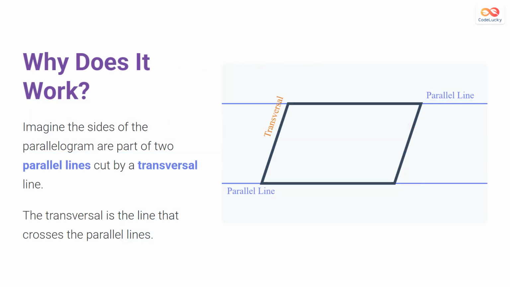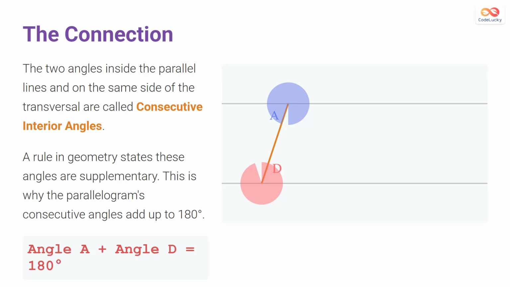But why is this true? We can understand this by thinking about the rules of parallel lines. Imagine that the top and bottom sides of the parallelogram are parts of two infinite parallel lines. Then, the side connecting them acts as a transversal, which is a line that intersects two or more other lines. In geometry, there is a property that states when a transversal intersects two parallel lines, the consecutive interior angles are supplementary. These are the angles on the inside of the parallel lines and on the same side of the transversal. Since these angles are the same as our parallelogram's consecutive angles, they must also add up to 180 degrees.